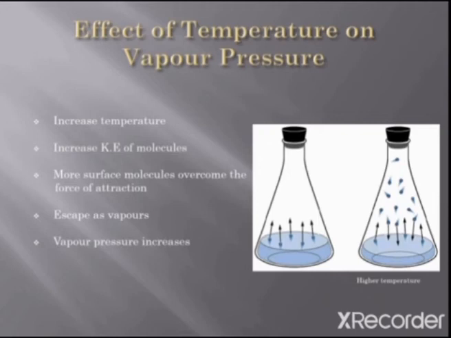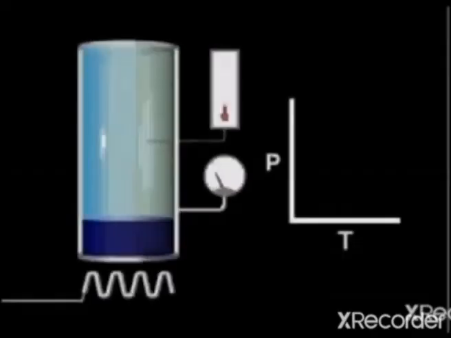Now, let us watch the experiment. A liquid is confined in a cylinder as shown in the picture. The liquid exerts a vapor pressure in the space above it. The molecules continuously transfer back and forth between the gas and liquid. The gas pressure in the cylinder represents the vapor pressure of liquid that results from equilibrium.